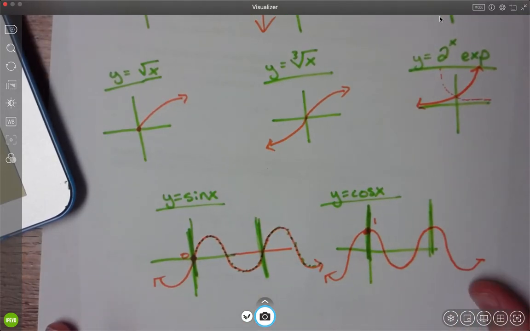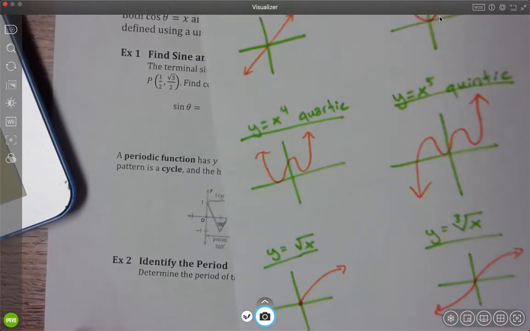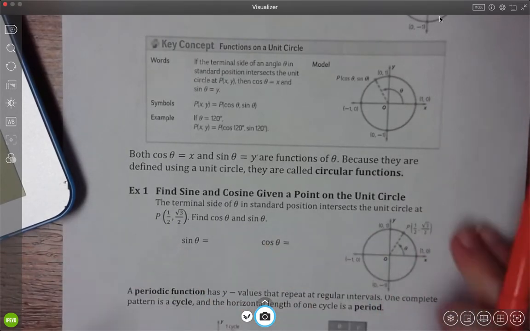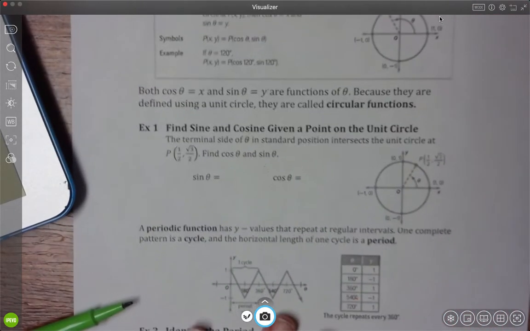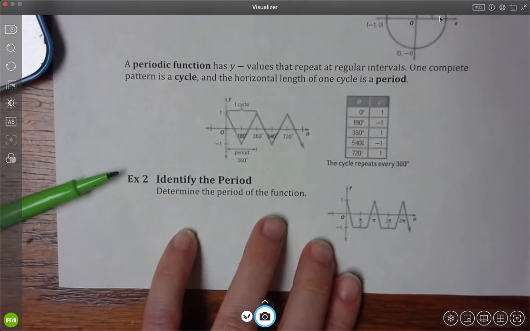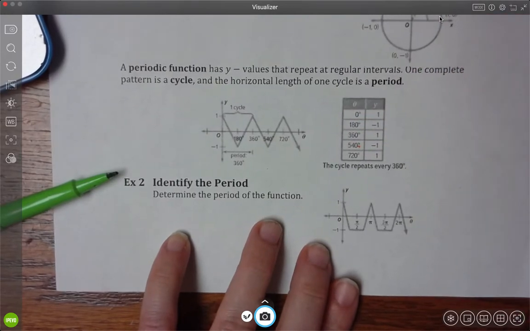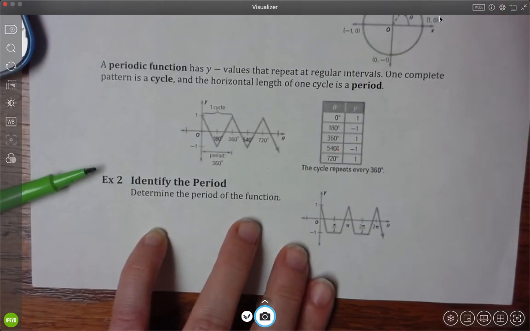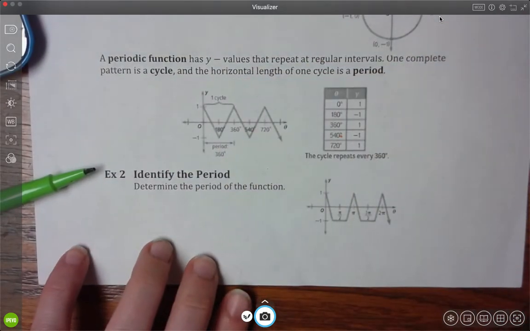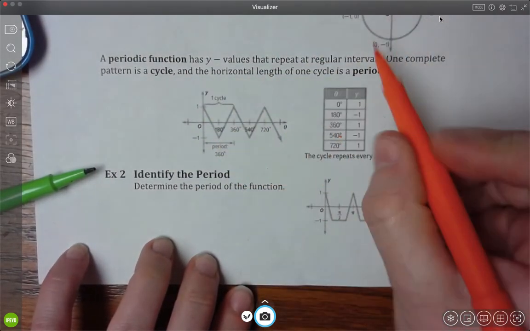So sine and cosine are leading us into periodic functions. We're not going to talk too much about what those periodic functions look like; we're just going to discuss periodic functions in general. So I want us to skip down. We're not going to do example 1. We're going to skip over that one and go down to this: a periodic function has y values that repeat at regular intervals. One complete pattern is a cycle, and that horizontal length is called a period.